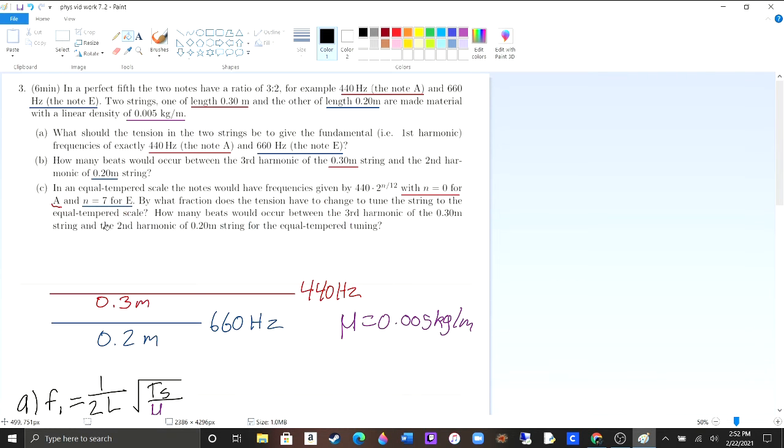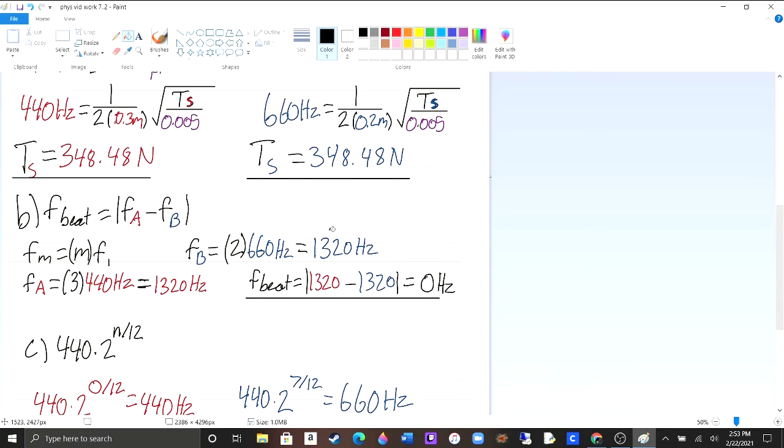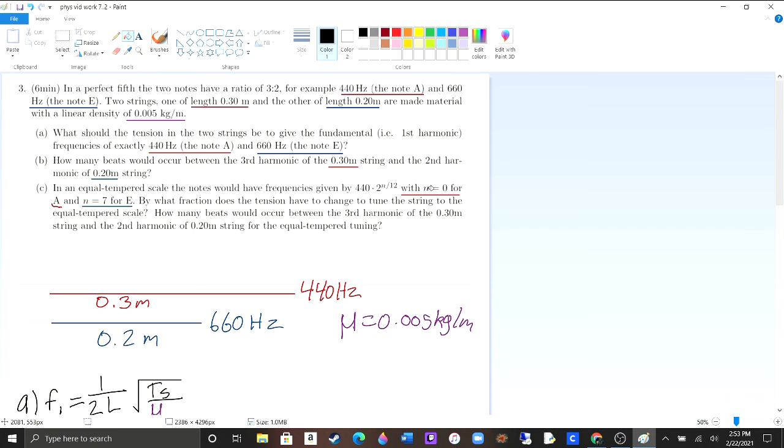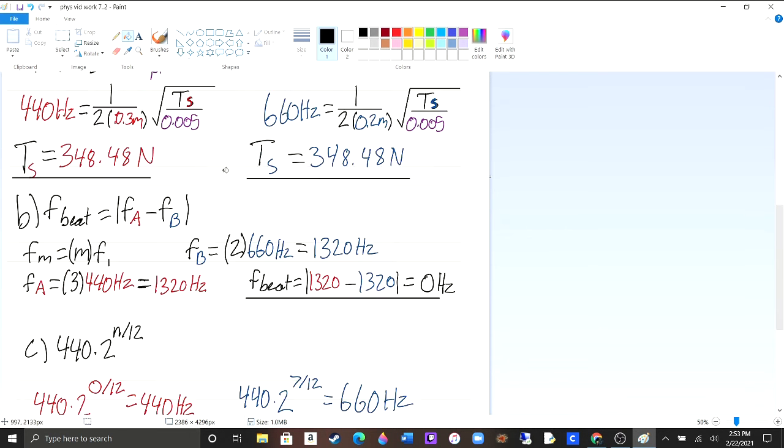And then for part C, in an equal tempered scale, the notes would have frequencies given by 440 times 2 to the n over 12, with n equals 0 for A and n equals 7 for E. By what fraction does the tension have to change to tune the string to the equal tempered scale? And how many beats would occur between the third harmonic of the 0.3 meter string and the second harmonic of the 0.2 meter string for the equal tempered tuning? So we can plug these in: 440 for the first string with n equals 0, and for the second string, n equals 7.